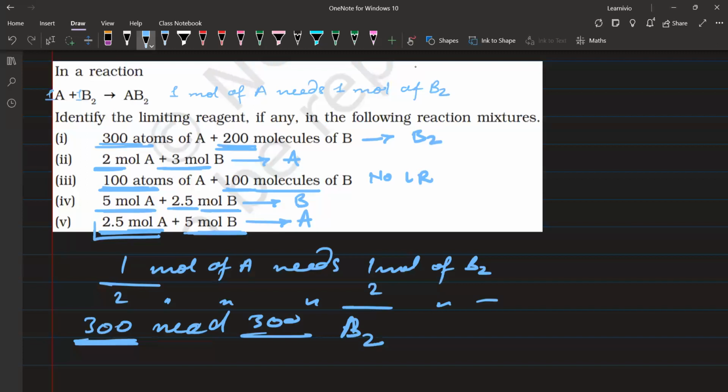All of you understood this point? Yes or no? Please tell me. Yes, sir. ठीक है, please copy this down. बस यहाँ पे limiting reagent identify करना है, nothing else. Then we will look at another question.